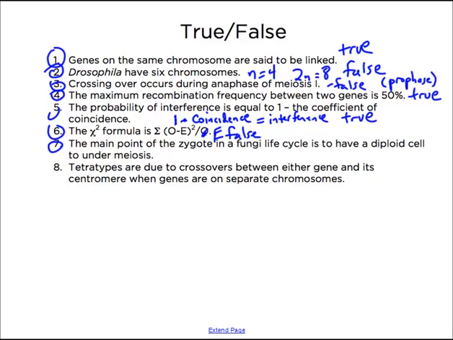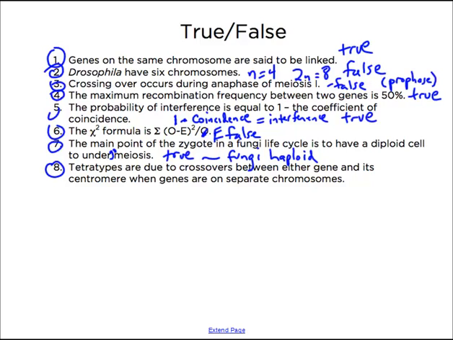7. The main point of the zygote in a fungal life cycle is to have a diploid cell to undergo meiosis. And that's exactly true. So that is true. Fungi are haploid dominant organisms, unlike us, who are diploid dominant. So in a fungus, the only diploid stage is the zygote. It exists briefly, meiosis happens, and you get haploid spores.